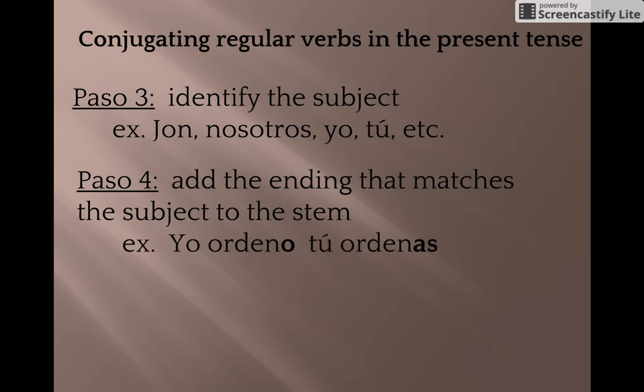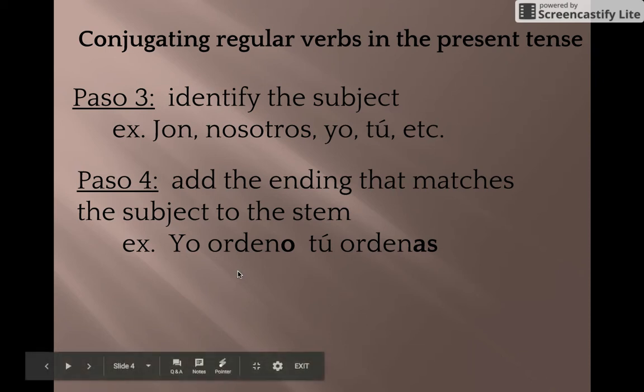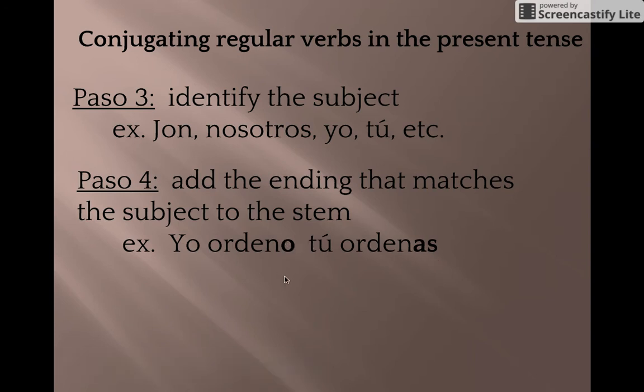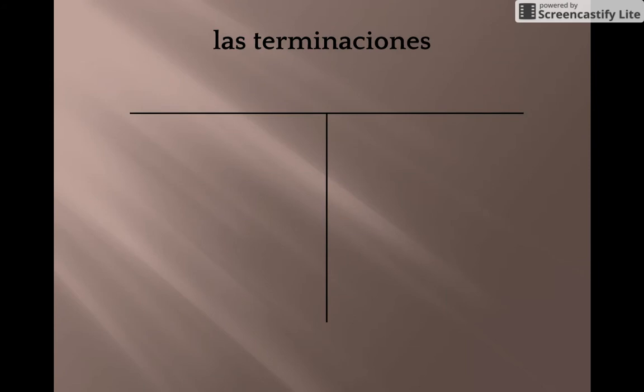So, for example, if the subject were yo, we'd say yo ordeno, I tidy up. If the subject were tú, it would be tú ordenas, which is you tidy up. So we have our orden, and orden is the same, but these little endings are different based on the subject. Okay? So let's talk about our little T-charts, which are going to identify the different endings for us. Okay, las terminaciones, or the endings. These are going to be the endings for AR verbs. And again, this T-chart is what we looked at first, right?